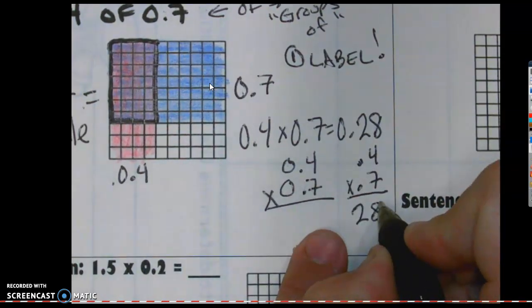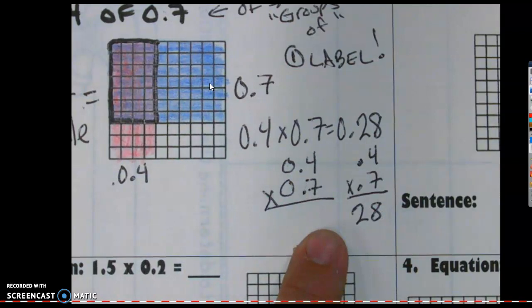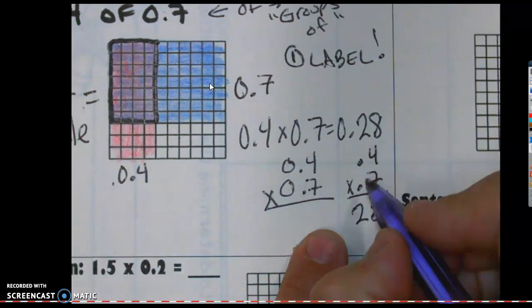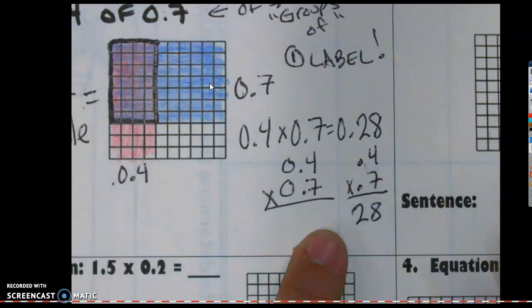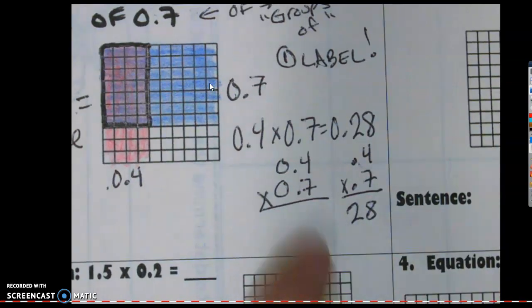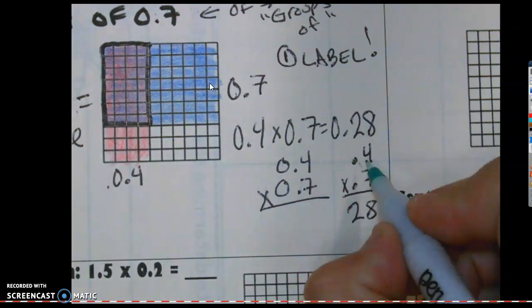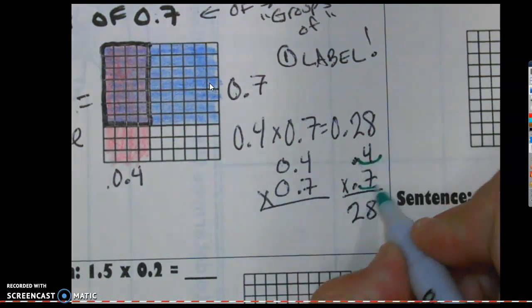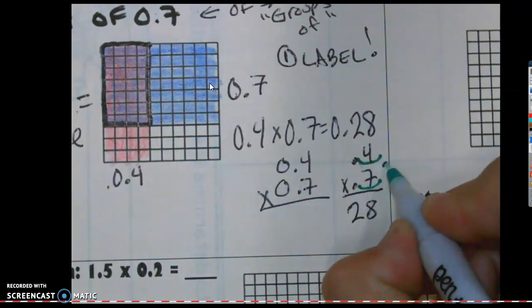That's correct. Now, remember in the video we watched with Math Antics on multiplying decimals? I want to see how many digits are behind the decimal, okay? So we have 1, 2. 2 digits behind the decimal.